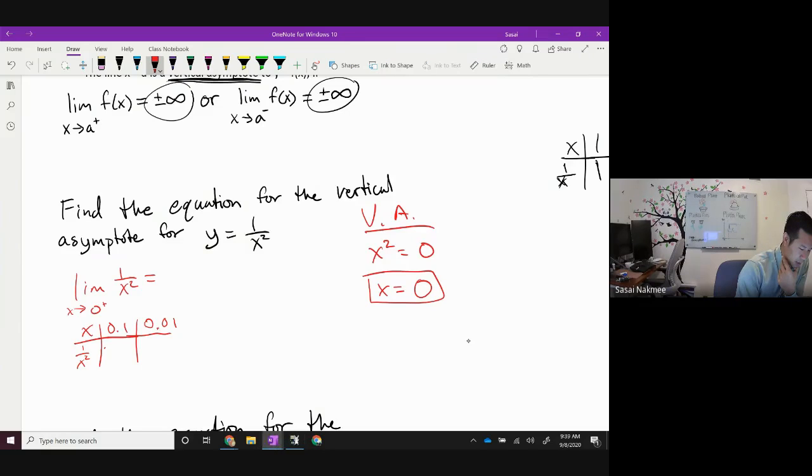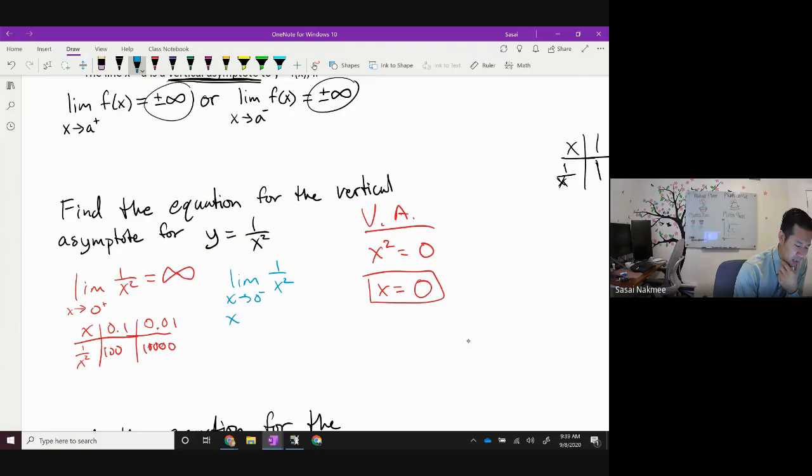So here it's at 100. Here it goes up to 10,000. I'm hoping that you see the trend of this as I get closer and closer from the positive side. It's going off towards positive infinity, right? And then we can do the same thing as it approaches the negative side: the limit as x approaches 0 from the negative side, or from the left side, of 1 over x squared.